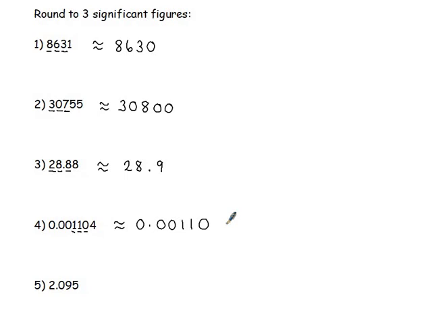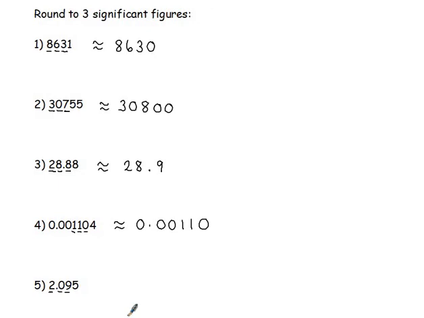Last example then, so we have 2.095. So again, to 3 significant figures. So our first significant figure is the 2. Remember, the 0 now counts because you've got a non-zero number as significant, and the 9. So we've got 3 significant figures as 2.09.